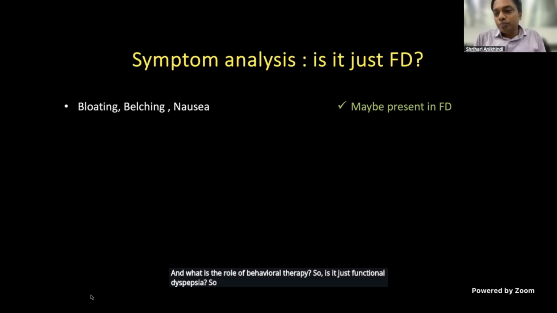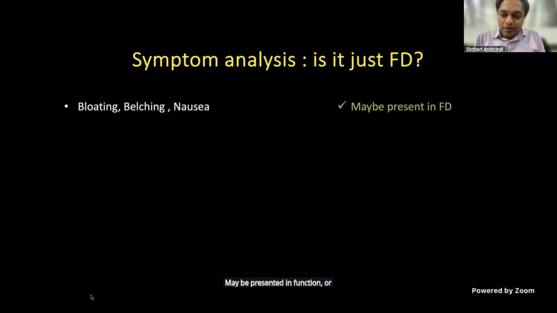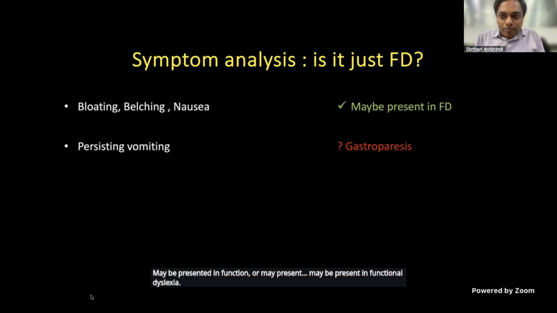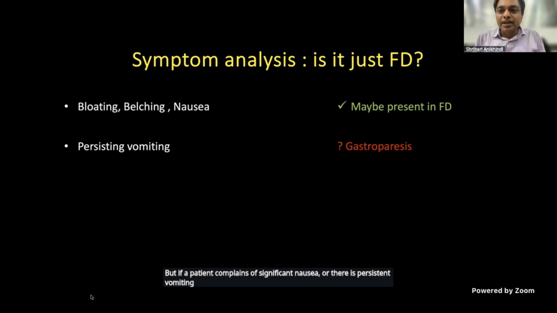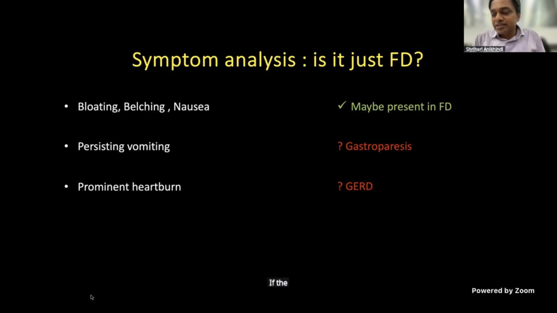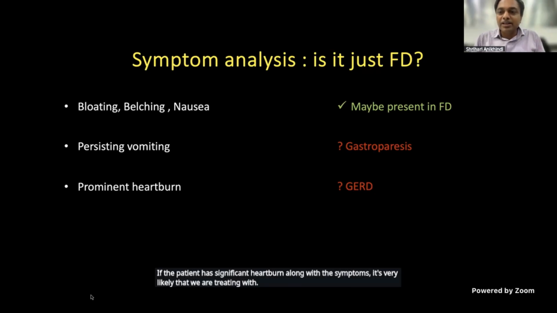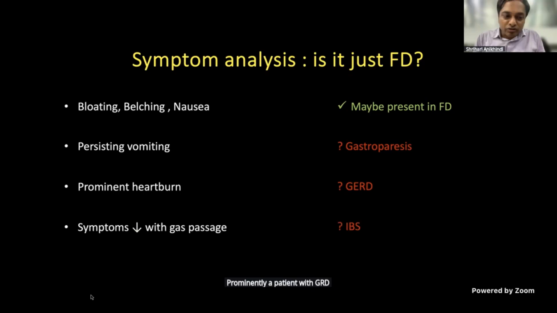So is it just functional dyspepsia? A patient who presents with the typical symptoms that we know, epigastric pain, the postprandial distress syndrome, that is okay. It is important to note that bloating, belching, nausea may be present in functional dyspepsia. But if a patient complains of significant nausea or there is persistent vomiting, it is very likely that we are dealing with a patient with gastroparesis and not just functional dyspepsia. If the patient has significant heartburn along with the symptoms, it's very likely that we are treating a patient with GERD along with functional dyspepsia.